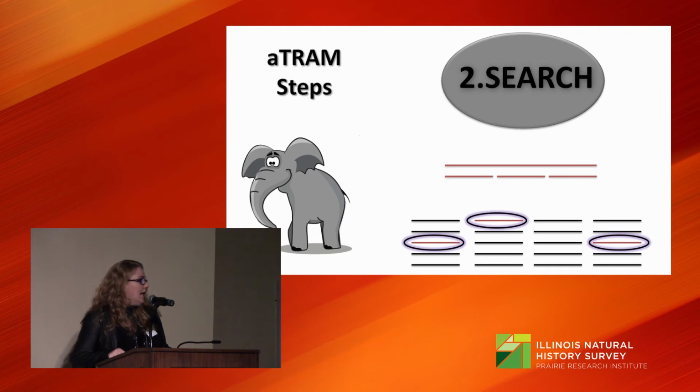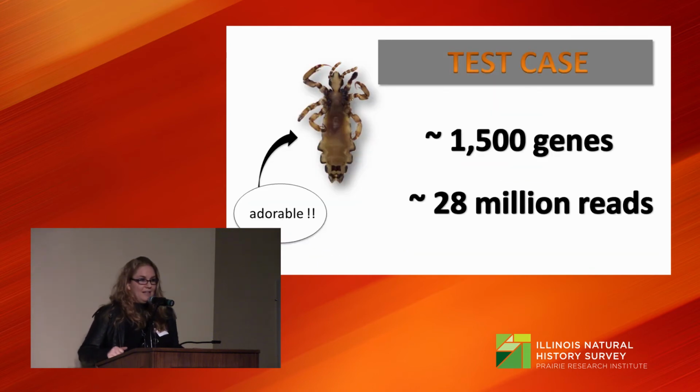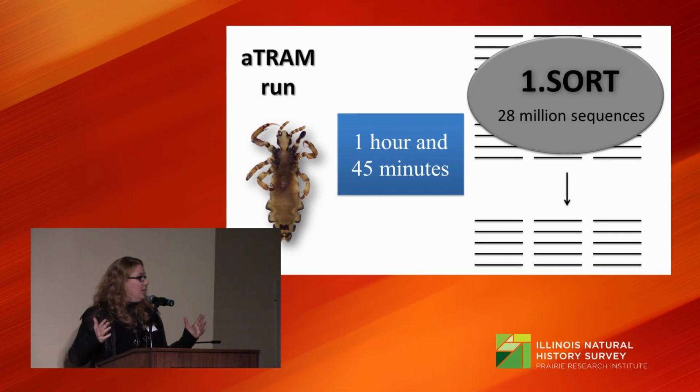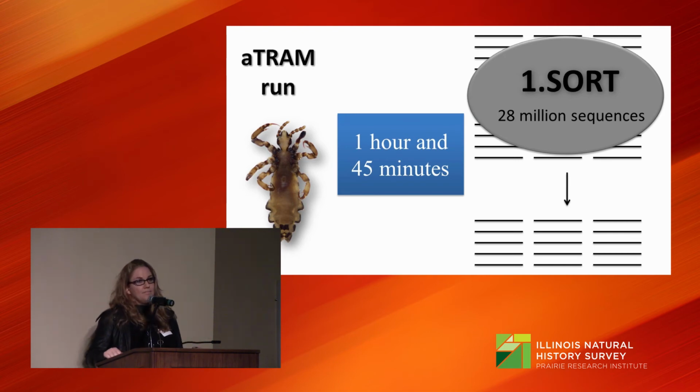So we wanted to determine how well the software works on a real data set. So we ran this on the adorable little critters that I study, which are sucking lice. And we had a database of 28 million reads, and we wanted to see how quickly we could assemble 1,500 genes from this data set. So we ran aTRAM using the sorting step first. So we sorted through 28 million reads, and the program took only about 1 hour and 45 minutes. So this process, which normally takes up about a week, we've now reduced to a matter of hours.